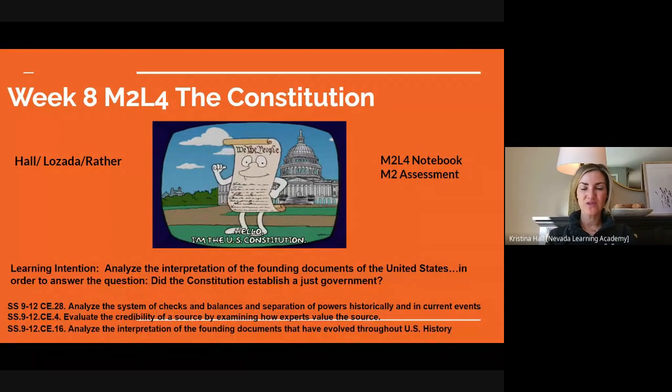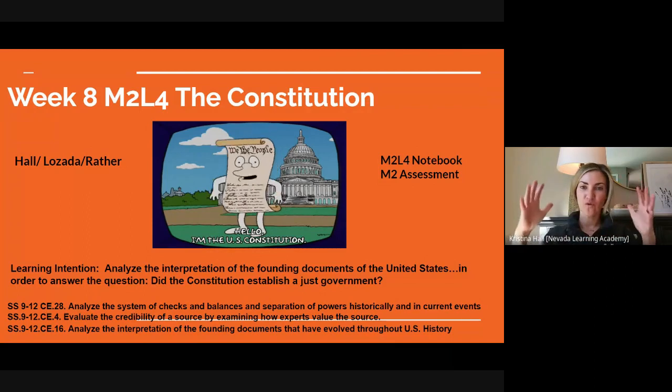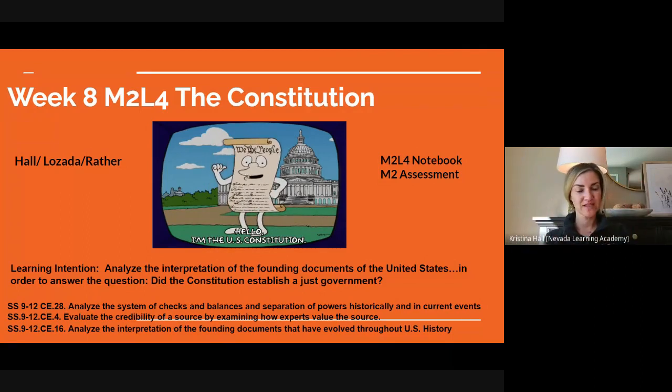Welcome to week 8. We are going to be going over module 2, lesson 4 this week, the Constitution. And then when we meet for the second time, we are going to be reviewing for your module 2 assessment. So it'll be over those 4 lessons. So we have kind of a shorter lesson. We'll work on it some today. We'll finish it up on our next meeting, but it's about half the length of the normal notebook. And then we'll spend some extra time reviewing for your assessment.